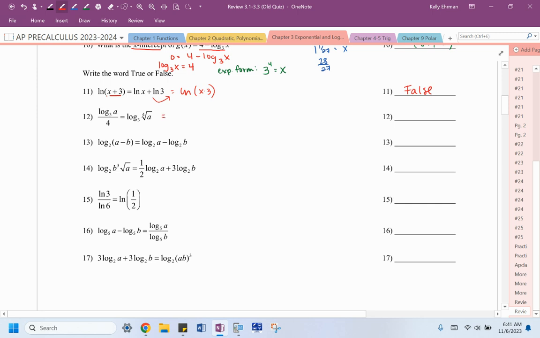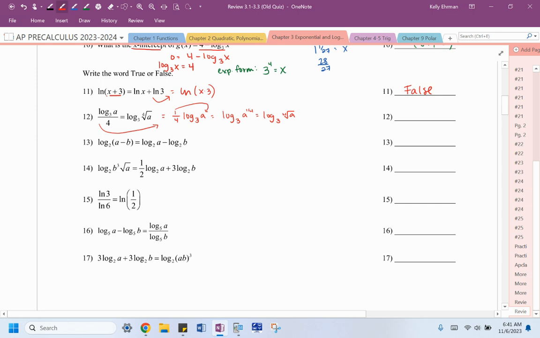Number 12, we had something like this on our worksheet. Dividing a log by a number is the same as saying 1/4 times that logarithm. So log divided by 4 is the same as 1/4 times a log. And that is our exponent rule, right? The 4th root of a is a to the 1/4. So I could say that this is true, and that is equal to log base 3 of the 4th root of a.